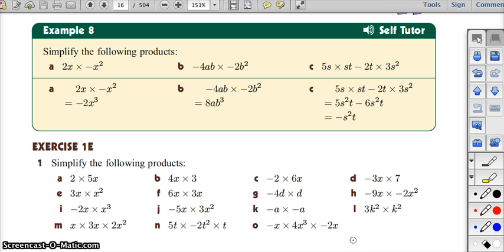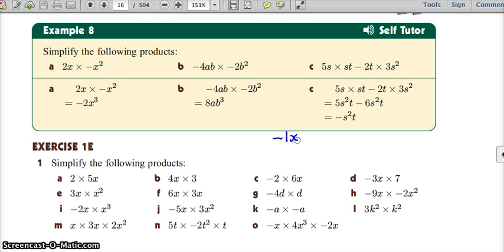So x times 4x cubed. So we'll go by the expanding process. All right. How many negative x's have we got? We've got 1 negative x there, haven't we? All right. So we've got negative 1x times by 4 times by x times by x times by x, because there's 3 of them, yeah, times by negative 2 times x. This is the expanding process.